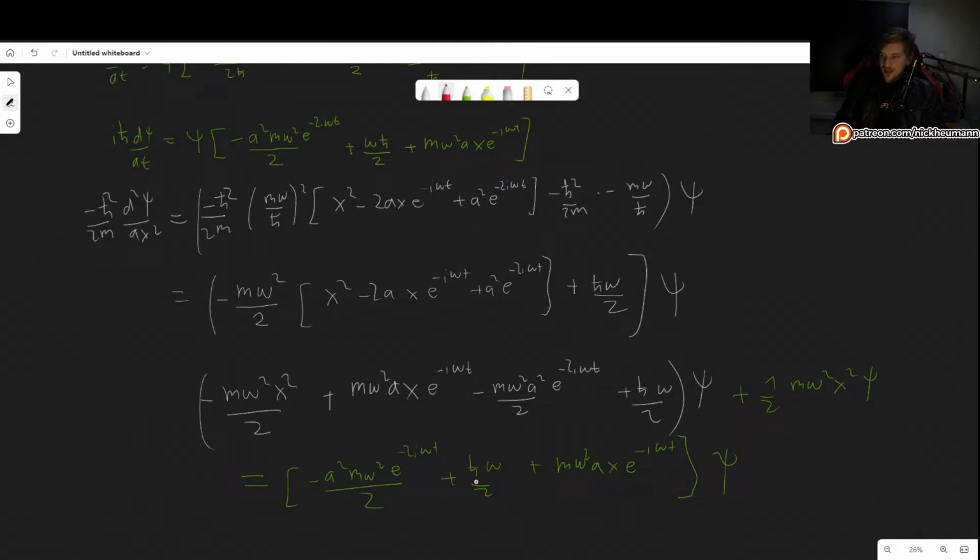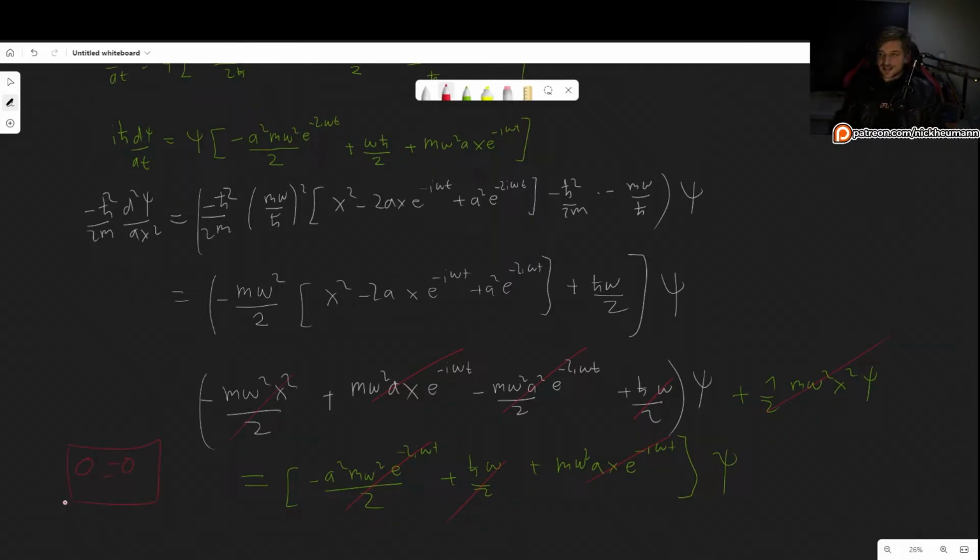Now notice that we have this on one side, this on the other. They cancel each other out. We have m omega squared ax e to the minus i omega t. This cancels out this. Then we have minus a squared m omega squared and so on, which is exactly the same as this, except that it's in a different order. Here we have m first. And we have this, which cancels out with the potential. So we have 0 equal to 0, right?